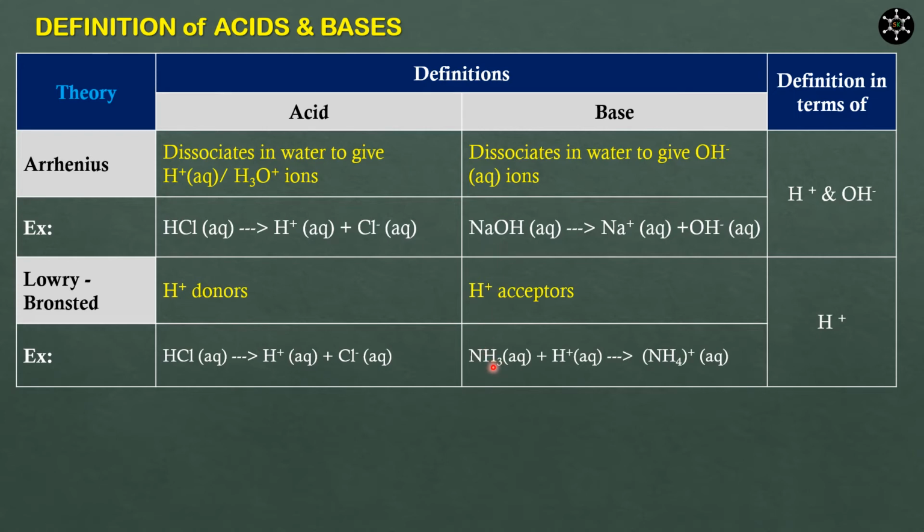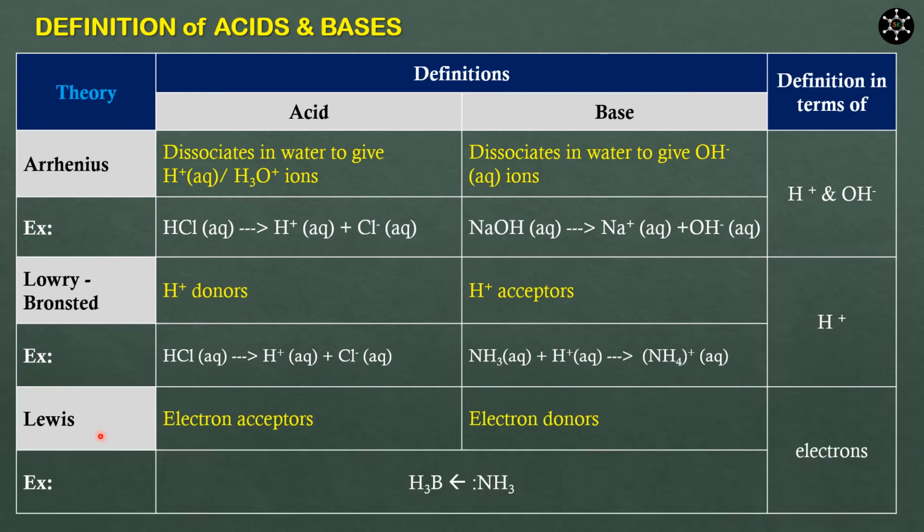With this, we can make a statement that all Bronsted bases are not Arrhenius bases, but all Arrhenius bases are Bronsted bases because Arrhenius bases are capable of accepting H+ ions. As a whole, Bronsted theory gives the definitions of acids and bases in terms of H+.